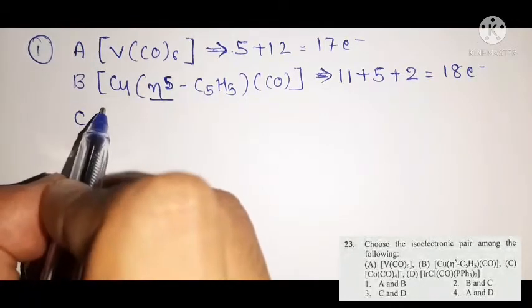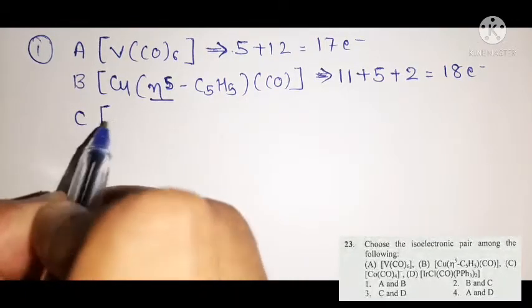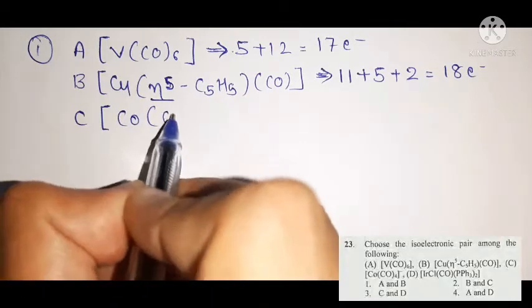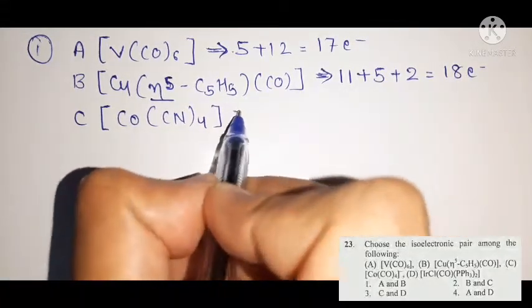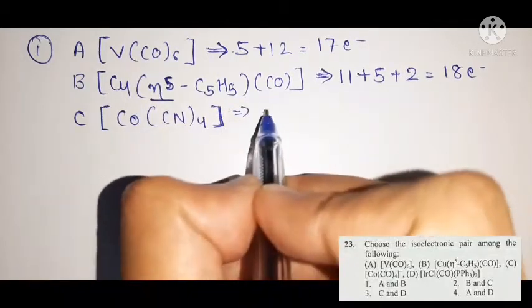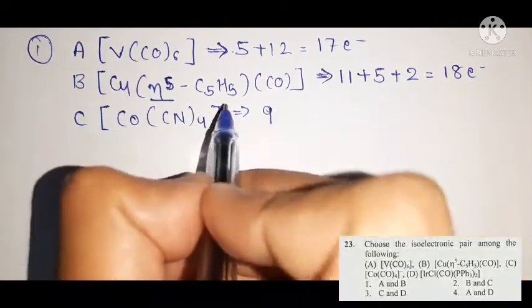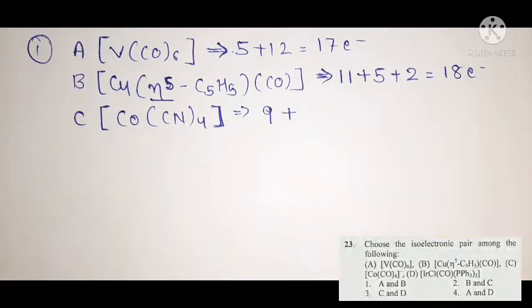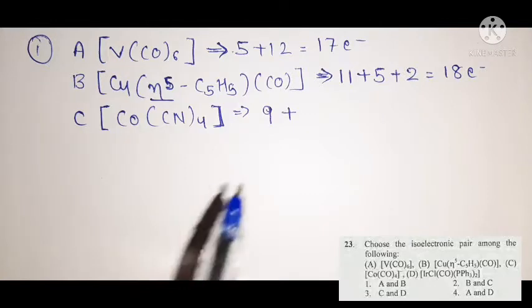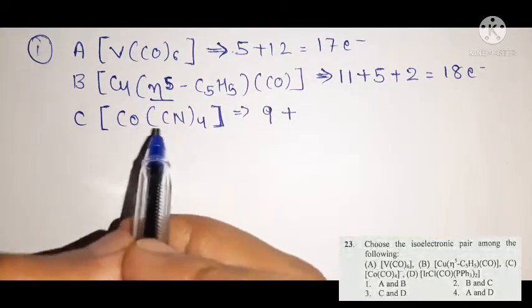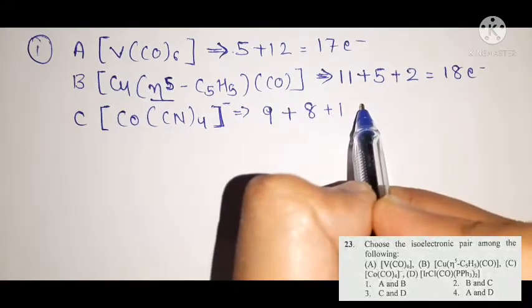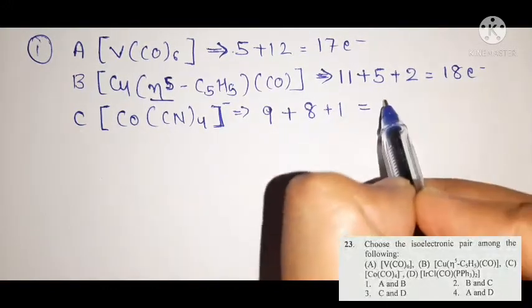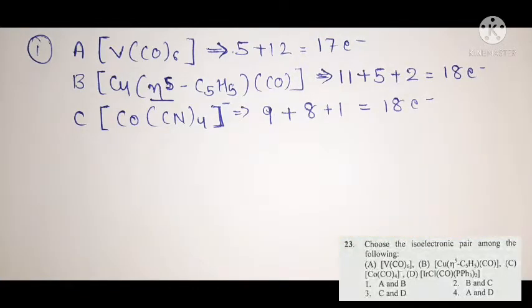Now we talk about complex C. Complex C is a complex of cobalt with 4 CN ligands. Cobalt has 9 electrons in its valence shell, plus 2 electrons donated by each CN ligand. That means the total number of electrons donated by 4 CN ligands is 8, and it also has a negative charge. So the negative charge is also counted. So 9 plus 8 plus 1, that is, it is also an 18 electron system.